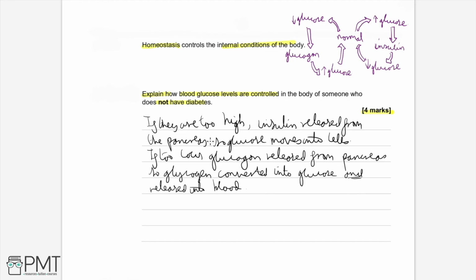Let's have a look at where the marks are awarded. The first one is about the release of insulin. The second is about glucose moving into cells. We then get another mark for discussing the response to low glucose, which is the release of glucagon. And finally, we get a mark for saying about the conversion of glycogen into glucose and the release into the blood of this glucose.